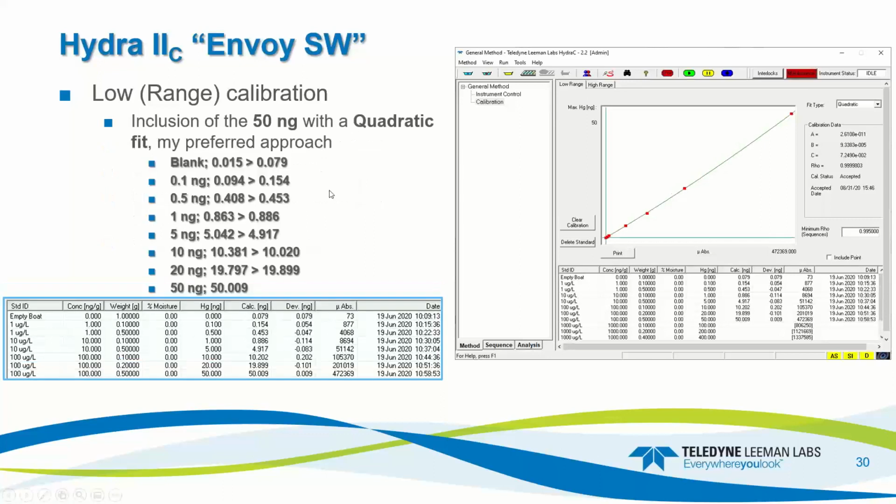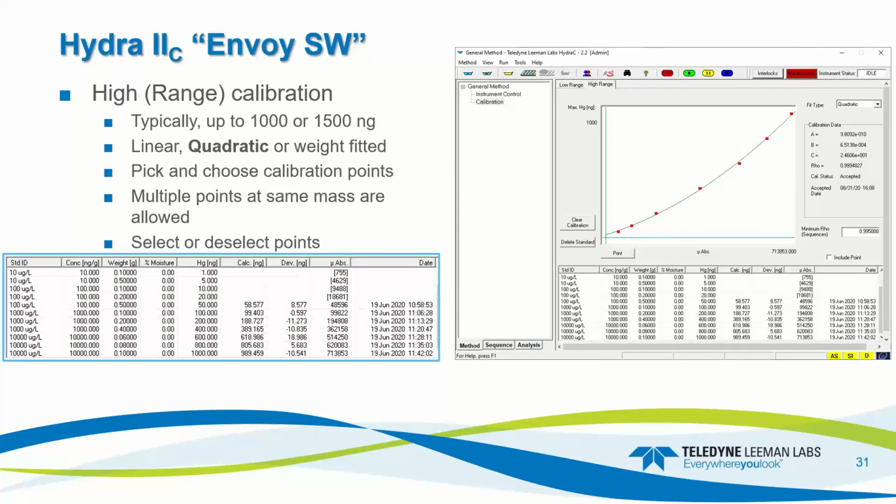My preferred approach for this is to include the 50 nanogram point and then use a quadratic fit. It really helps dial in those in-between values, the 1, the 5, the 10. It gets them closer to their true value. So I would highly recommend adding in the 50 and using a quadratic on the low range.